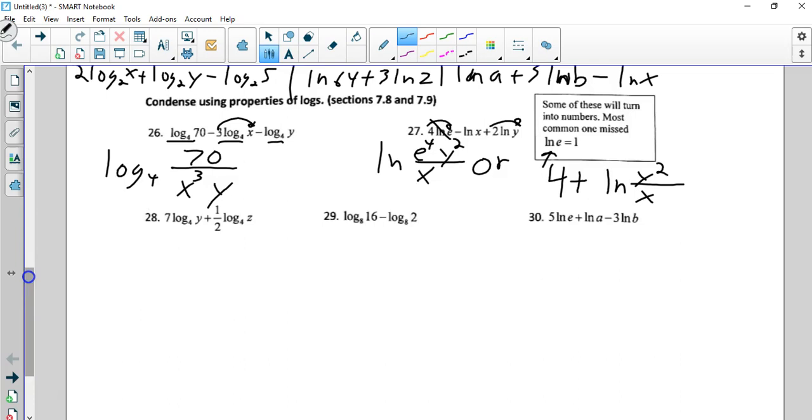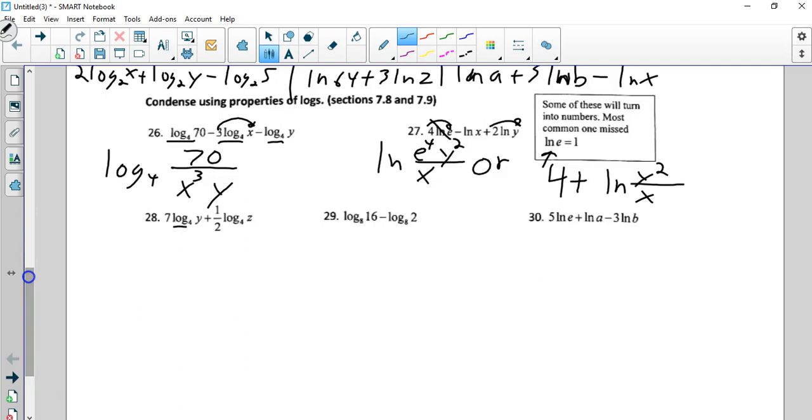The first one is technically more correct because the instructions say condense down to one item. The second option is correct, and I would accept that also because you're using the concept of ln e being 1. It's going to say same thing on number 30.